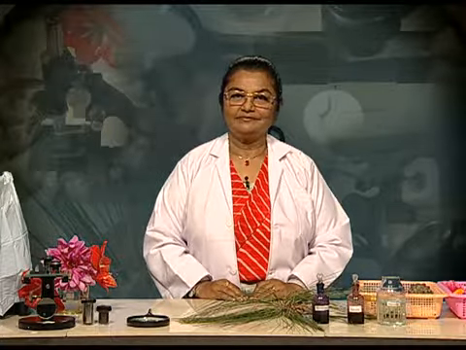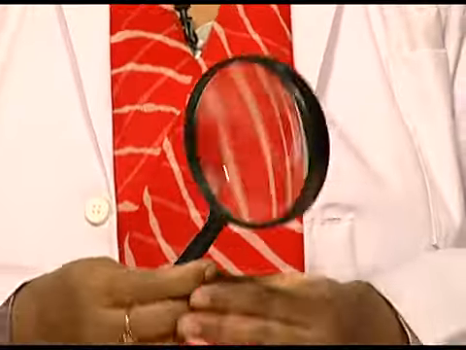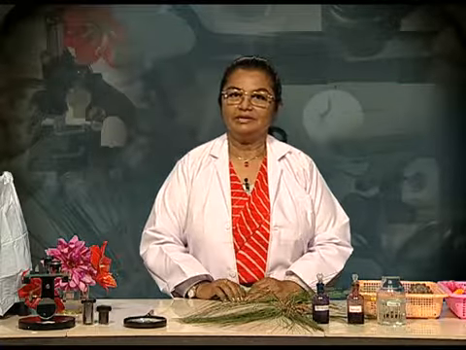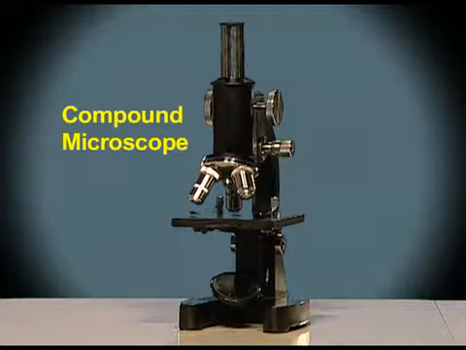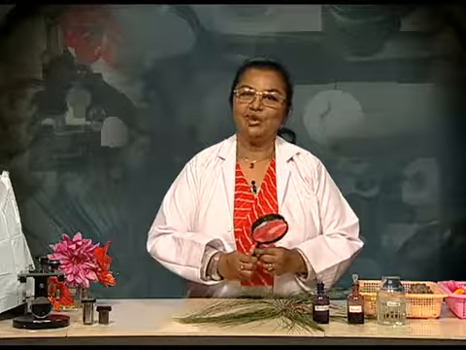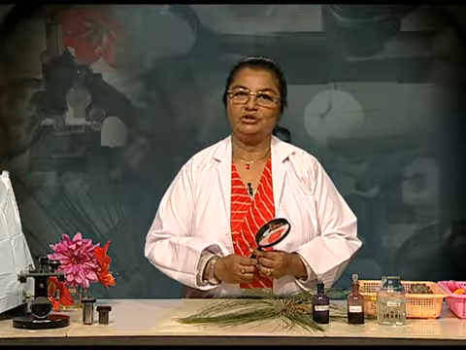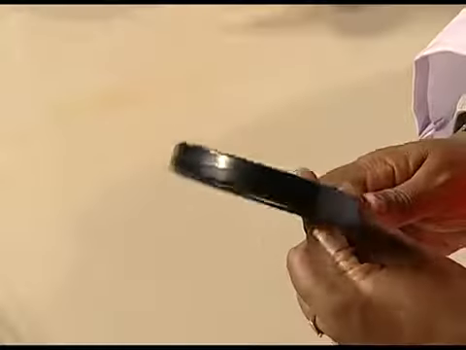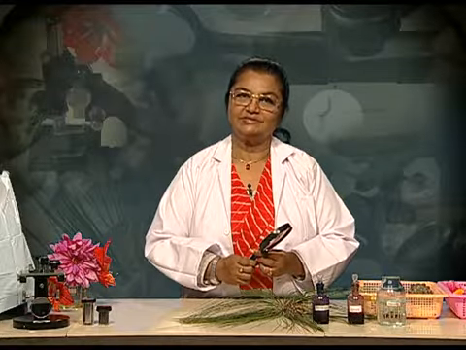The first one, the hand lens. The second type is the simple microscope or the dissection microscope. And the third type is the compound microscope. A hand lens is a convex lens that is used to produce a magnified image of an object. It has low magnifying power. It can magnify objects only from 2 to 6 times.